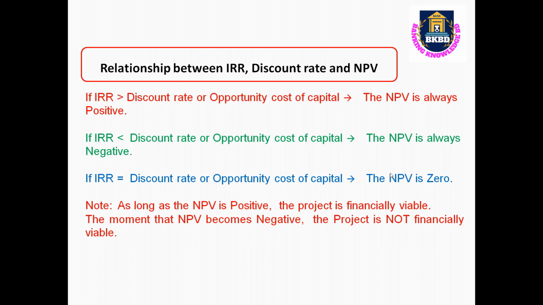Okay, so there are three scenarios. That is, the NPV may be positive, the NPV may be negative, and the NPV may be 0. As long as the NPV is positive, the project is financially viable or feasible. The moment NPV becomes negative, the project is not financially viable. So always consider that when the NPV is positive, you can choose that project for investment.